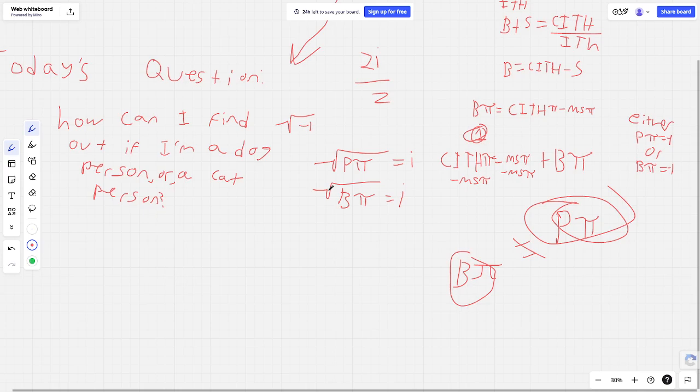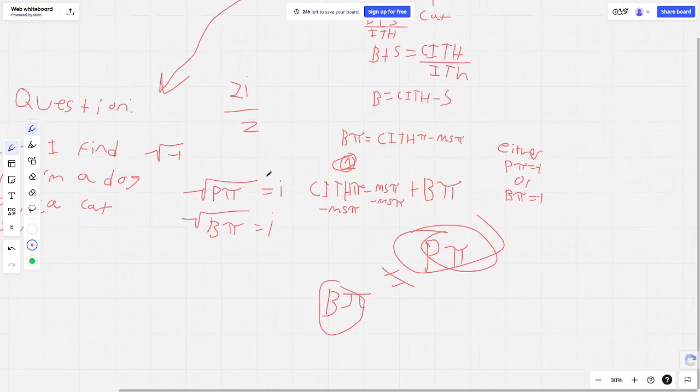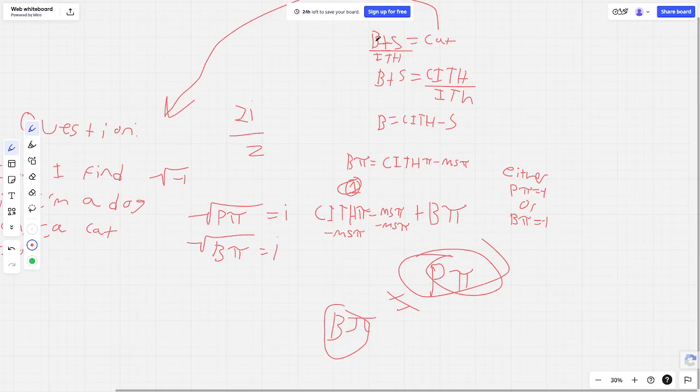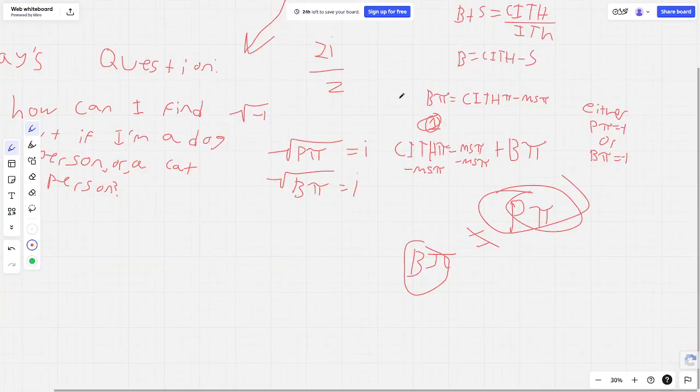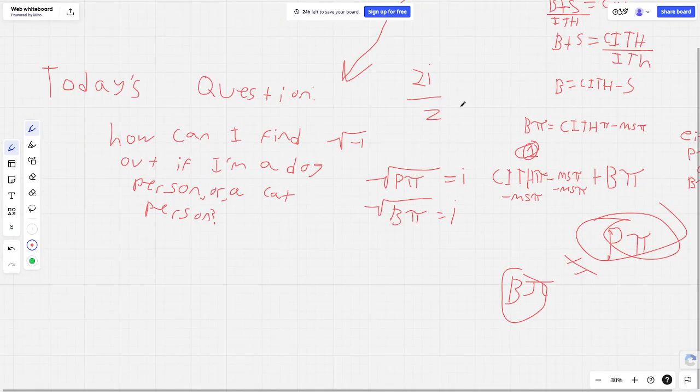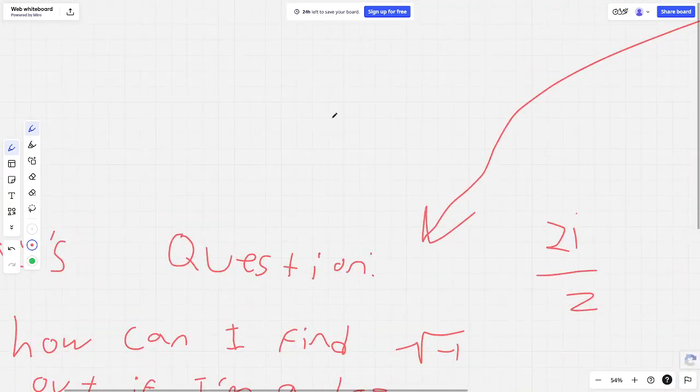Yeah, so now we're getting somewhere. We know that b plus s divided by ith equals cat. But the problem is, how exactly do we get to figuring out exactly how you're a dog person or a cat person? So now we're going to make a Punnett square.